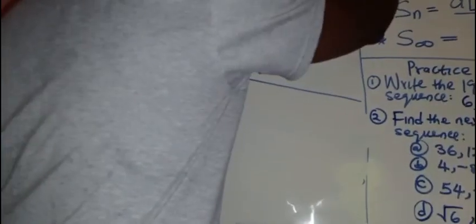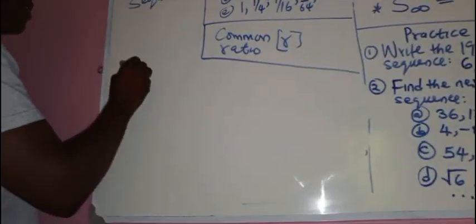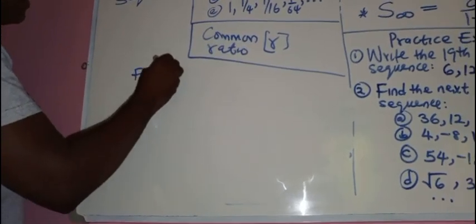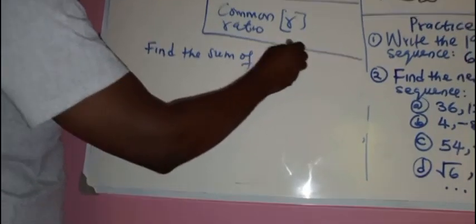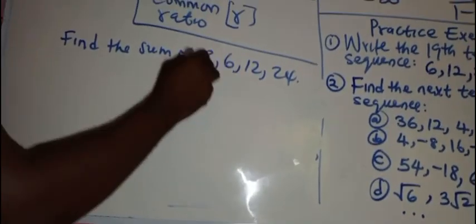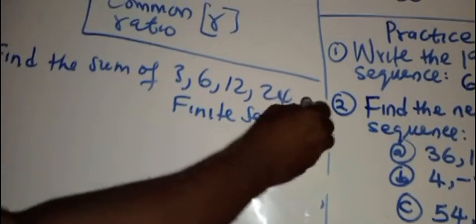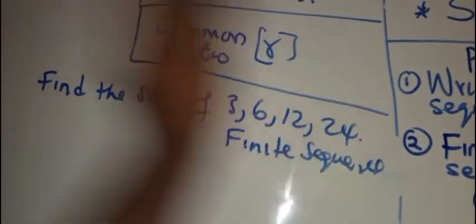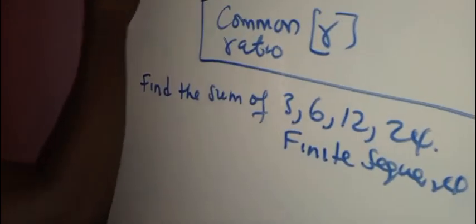You already know that this one is used to find any term at any position in a geometric sequence. Now, look at this. Let's say I give you this: find the sum of 3, 6, 12, 24, and stop there. Now this is a finite sequence. A finite sequence has a beginning and has an end. So they said to find the sum, and it is a geometric sequence.